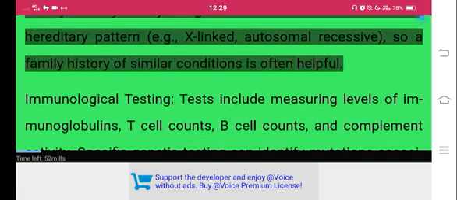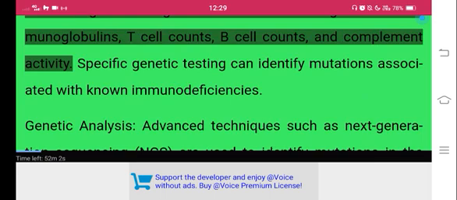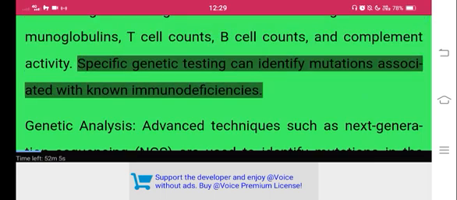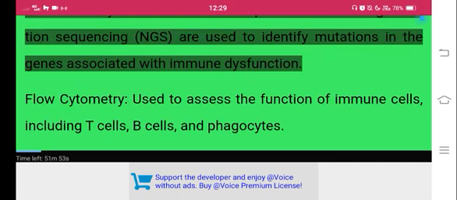Diagnosis of congenital immunodeficiencies. Family history. Many congenital immunodeficiencies have a hereditary pattern, e.g., X-linked, autosomal recessive, so family history of similar conditions is often helpful. Immunological testing. Tests include measuring levels of immunoglobulins, T cell counts, B cell counts, and complement activity. Specific genetic testing can identify mutations associated with known immunodeficiencies.